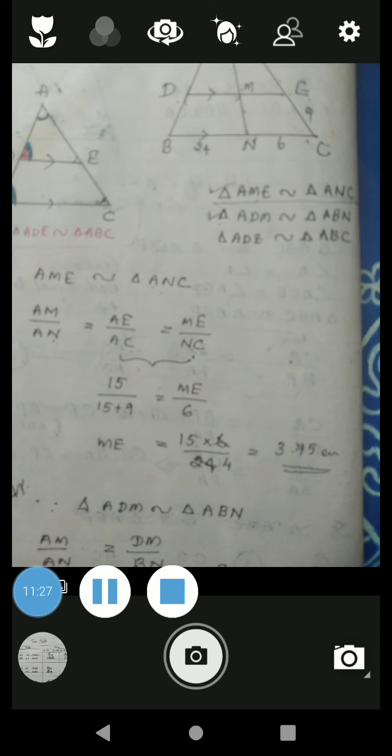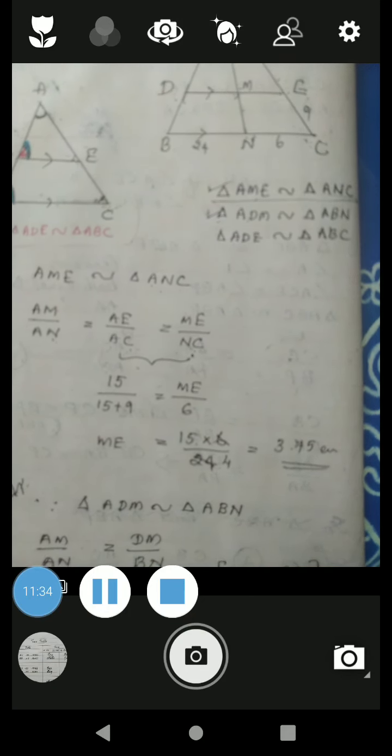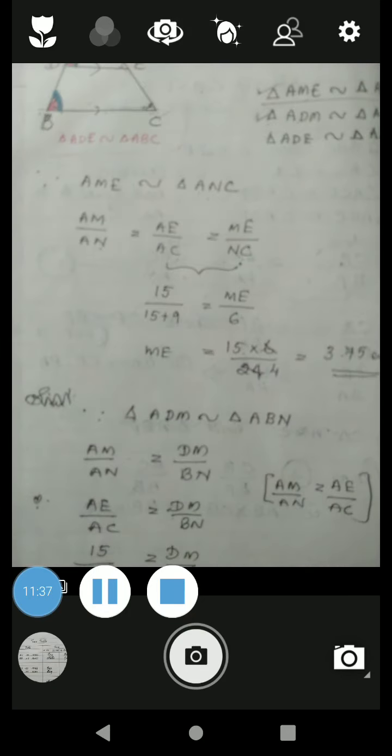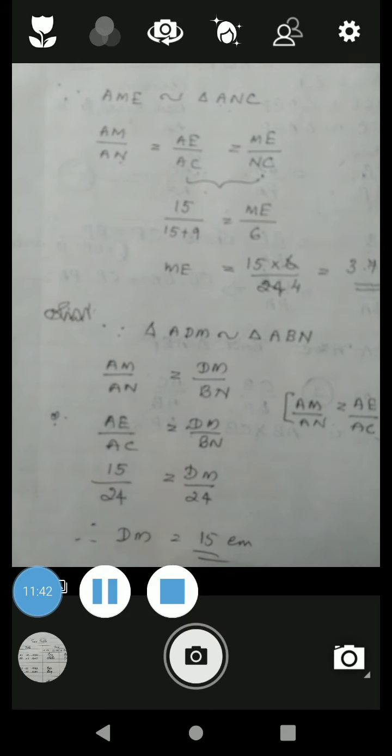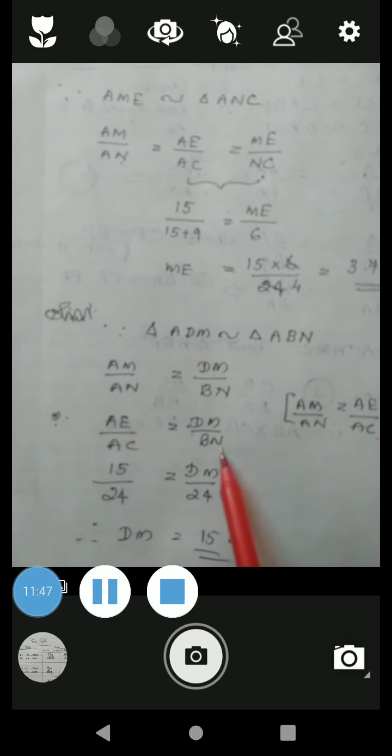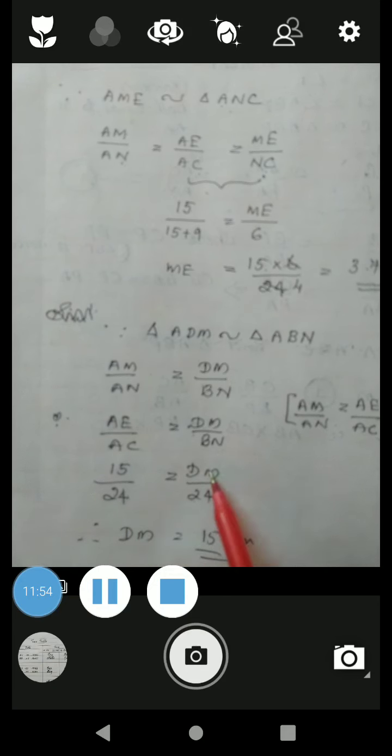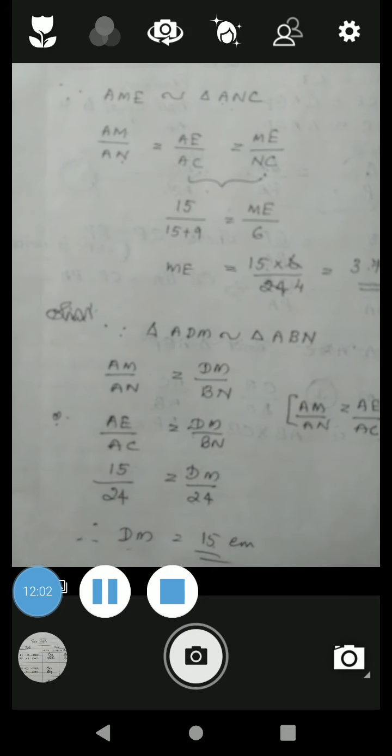And for finding DM, consider these two triangles, ADM similar to triangle ABN, that is written here. Now corresponding sides are in proportion as usual. Then AE by AC equals DM by BN. Substitute values: 15 by 24 is equal to DM by 24. Cross multiply and simplify, you will get DM is equal to 15 centimeters.